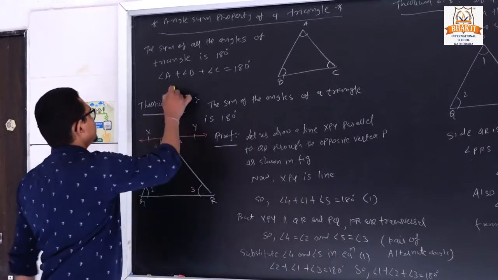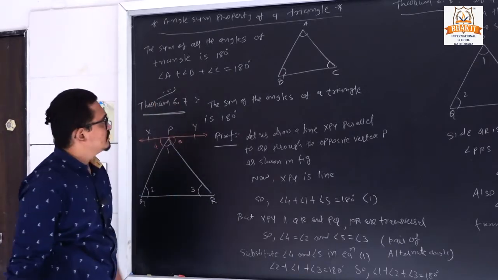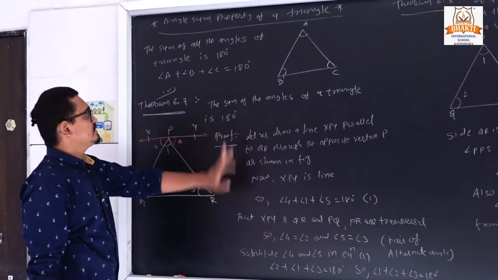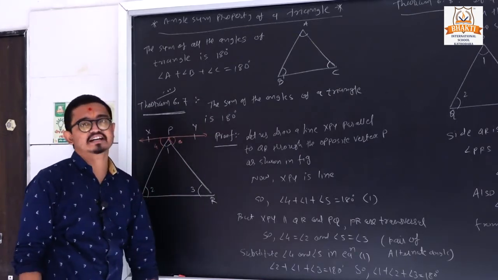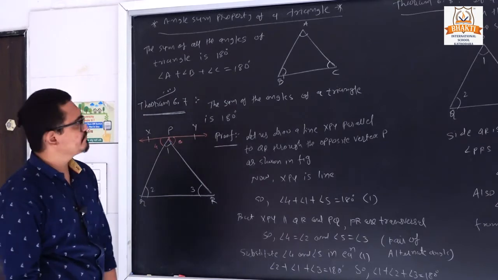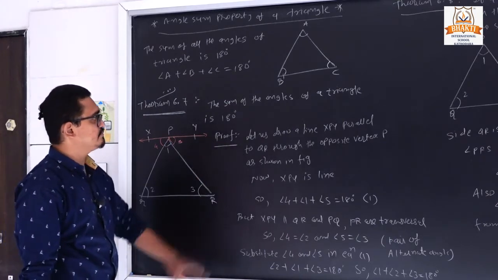So this theorem is very important. Sum of angles of a triangle is 180. We need to prove that the sum of these three angles will be 180 degrees. So how can we prove that? So we can start our proof.